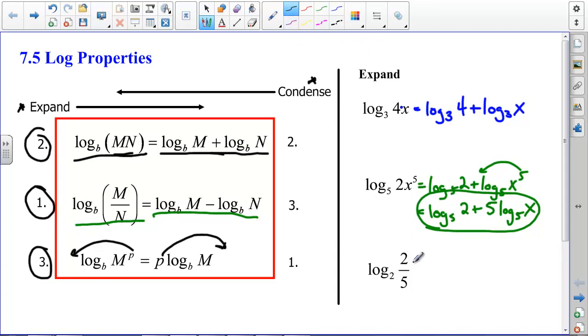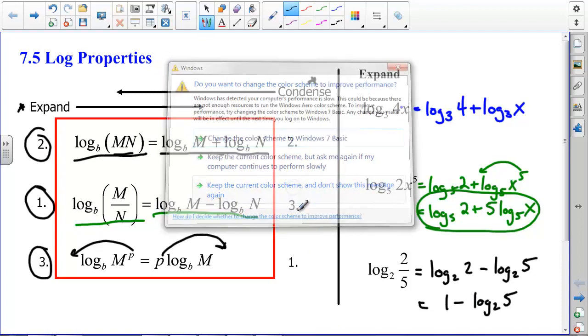And then my last one here has division in it. And so with division, I'm going to say log base 2 of 2/5 is log base 2 of 2 minus log base 2 of 5. Now log base 2 of 2, that's like 2 to what power is 2? We know that's equal to 1, so I can simplify that and say 1 minus log base 2 of 5. And so that's how we expand these out.